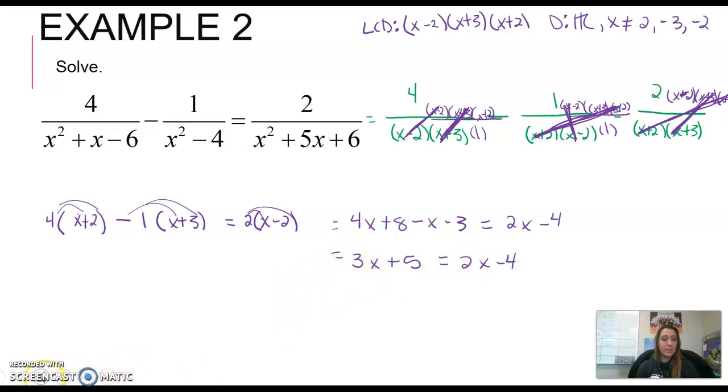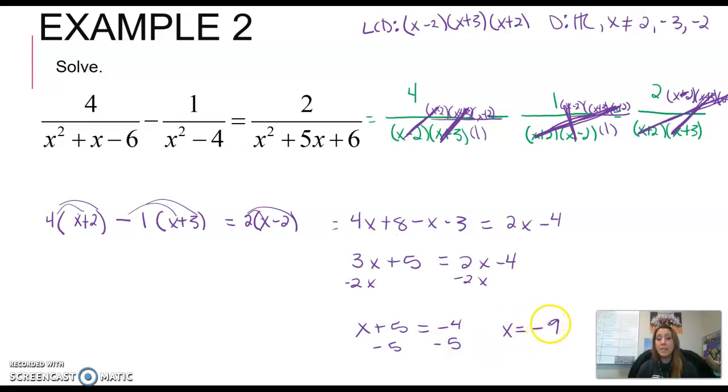Okay, so now I simplified. Now I need to get all of my numbers on one side of the equation. I like to keep my x positive, so I'm going to subtract 2x from this side, and I'm going to end up with x plus 5 is equal to negative 4. I'm going to subtract 5 from both sides, and I'm going to get x is equal to negative 9.